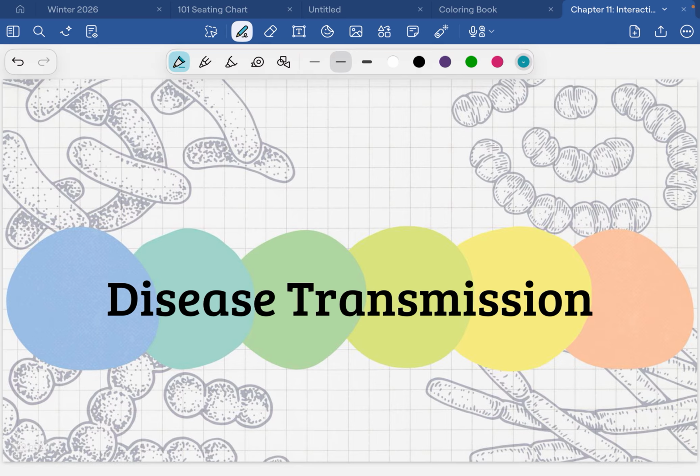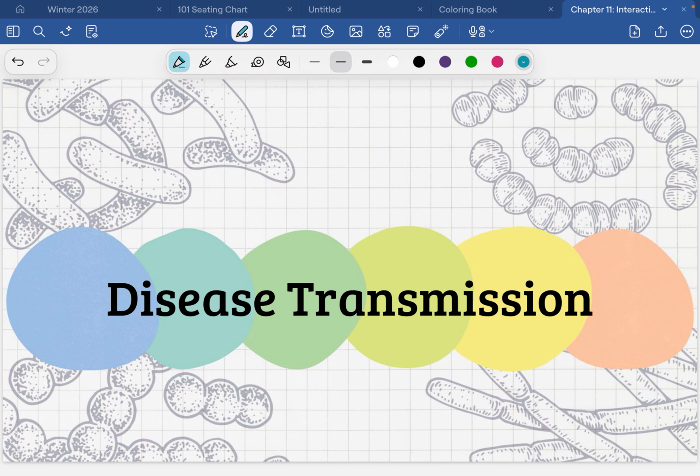All right, so now we're going to talk about disease transmission, which has to do with those portals of exit and portals of entry. It's basically how a disease gets from one host to another, specifically in our case, one person to another.